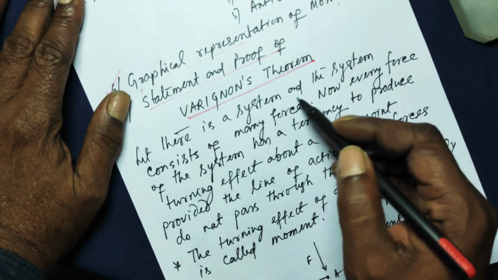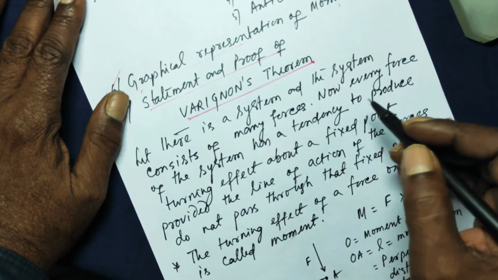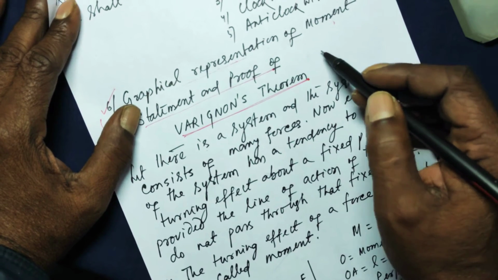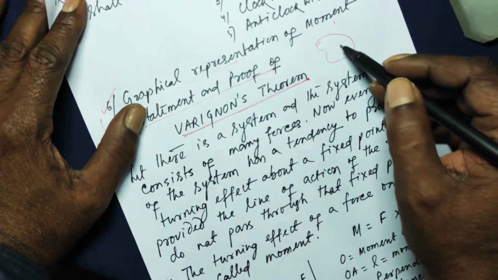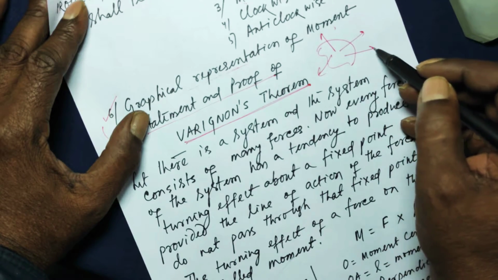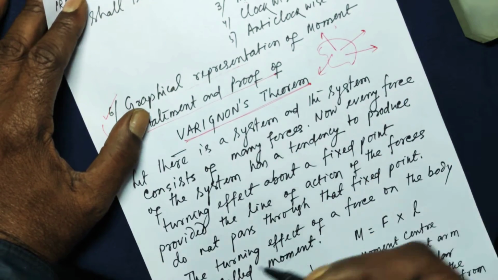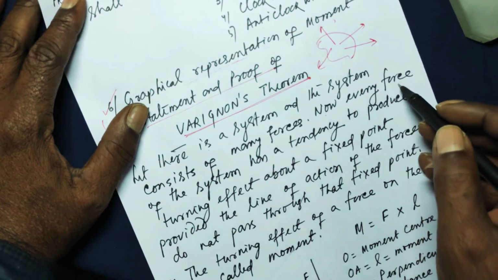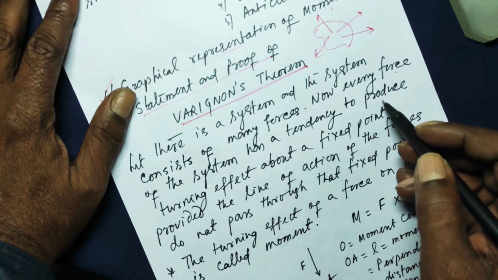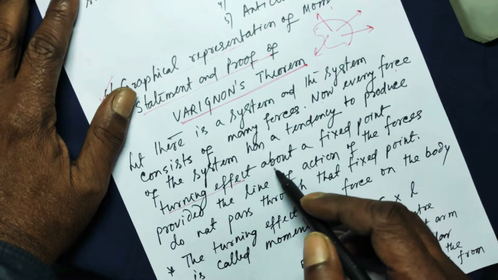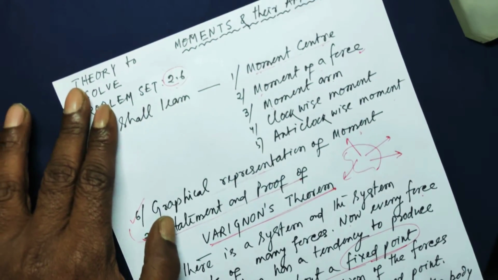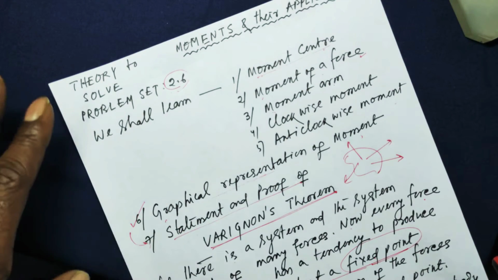There is a system, and the system consists of many forces. Suppose there is a rigid body, there is a force to this side, there is a force to this side, there is a force to this side, there is a force to this side. There are many forces in the plane. Now, every force of this system has a tendency to produce some turning effect about some fixed point. That fixed point will be called the moment center.